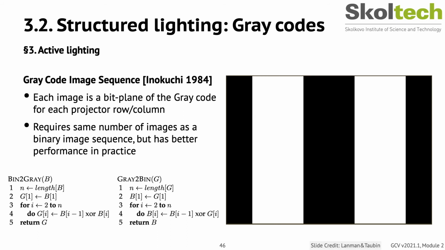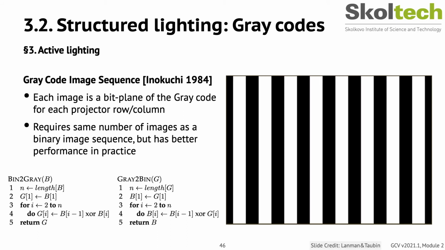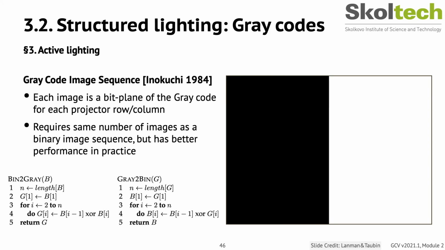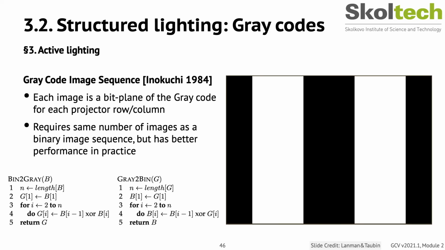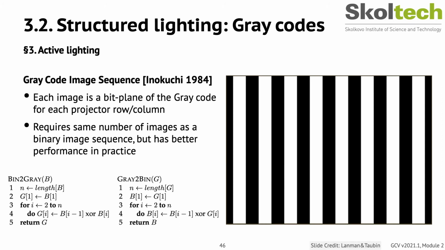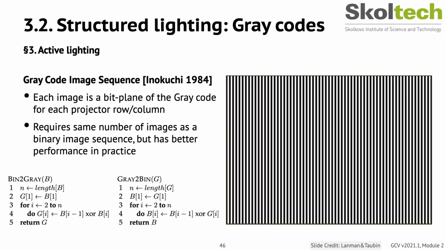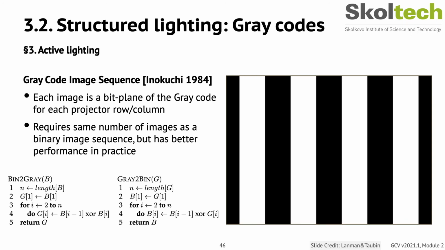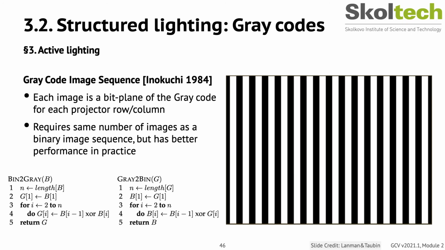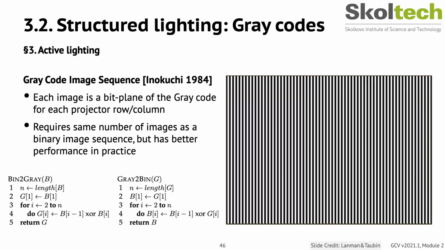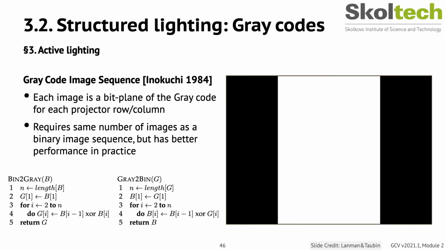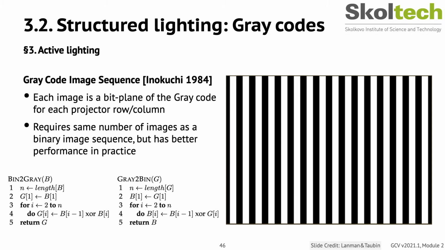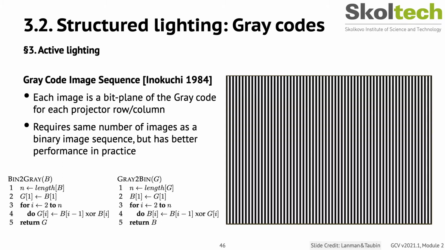Gray codes were first proposed as one alternative to the simple binary encoding by Inokuchi in 1984. The key property of the Gray code is that two neighboring code words, such as neighboring columns in the projected sequence, only differ by 1 bit. That is, adjacent codes have a Hamming distance of 1. As a result, the Gray code structured light sequence tends to be more robust to decoding errors than a simple binary encoding.